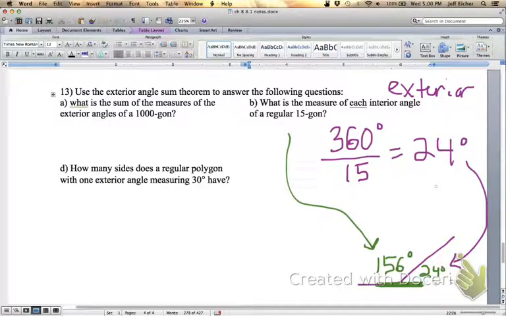So just to recap that, first we find the exterior angle. Use this formula right there. And then do a little subtraction from 180.